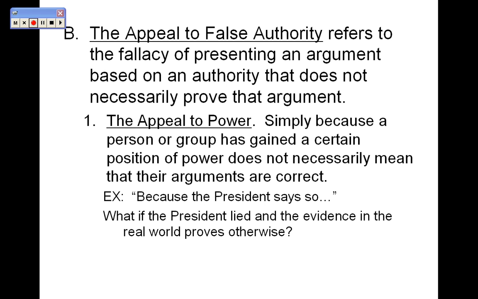Basically, this is presenting an argument based on authority that doesn't necessarily have the authority to win that argument or the amount of research, etc. The most common one is called the appeal to power. A lot of times, parents engage in this: because I said so. Simply because a person or group has gained a certain position of power does not necessarily mean that their arguments are always correct. In political discourse, people talk about how they would be a great person to govern because of their success in business. Well, just because you've been successful in business doesn't mean that you're going to be successful working inside of the government. It's a different environment altogether. But that's an example of the appeal to power.